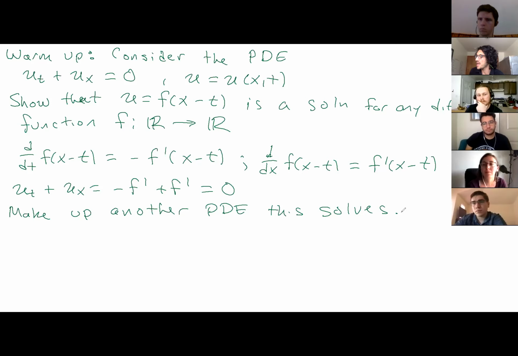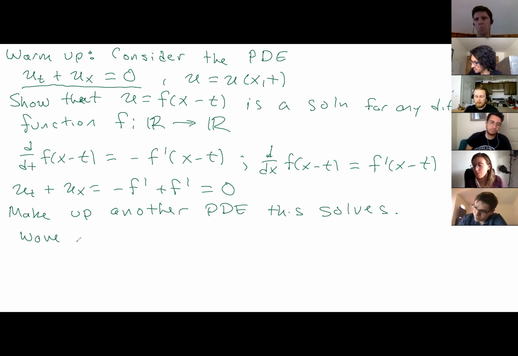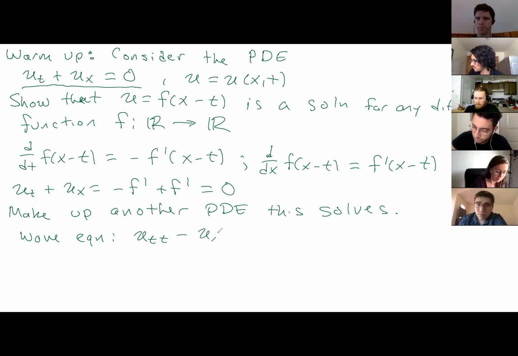Yeah, so any function of x minus t that's continuously differentiable will satisfy this. Well, is there another PDE other than this one up here that I wrote down that has this function as a solution? u_tt minus u_xx? Wave equation? Yes, that'll work. So another one that will work is what's called the wave equation, u_tt minus u_xx equals 0, okay?